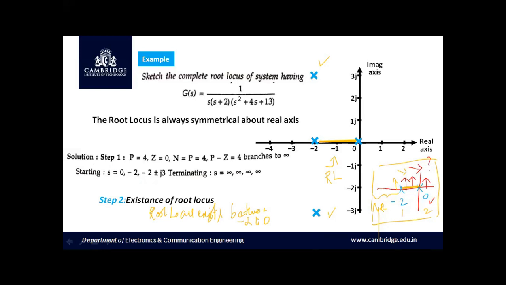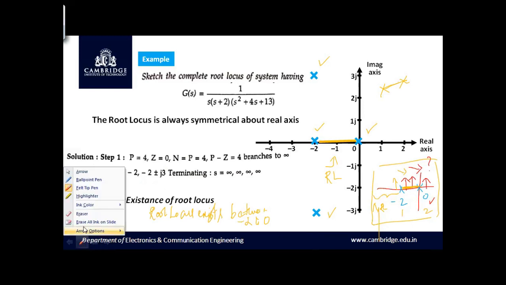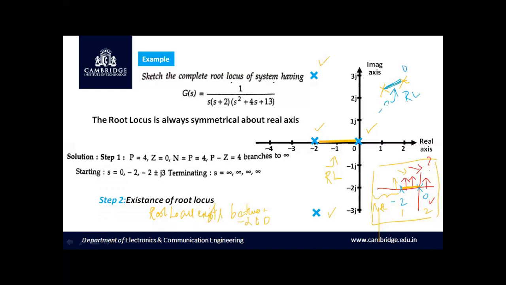In the meantime, let us predict the minimum number of breakaway points using the general prediction method. We know the general prediction method: if you have any two adjacently placed poles, and these two poles are in the region of root locus, then there exists a minimum of one breakaway point. Yes, of course, these two poles at s equal to 0 and minus 2 are in the region of root locus. Making use of general prediction, we have predicted that there exists a minimum of one breakaway point between minus 2 and 0, and let us justify this in the coming steps.